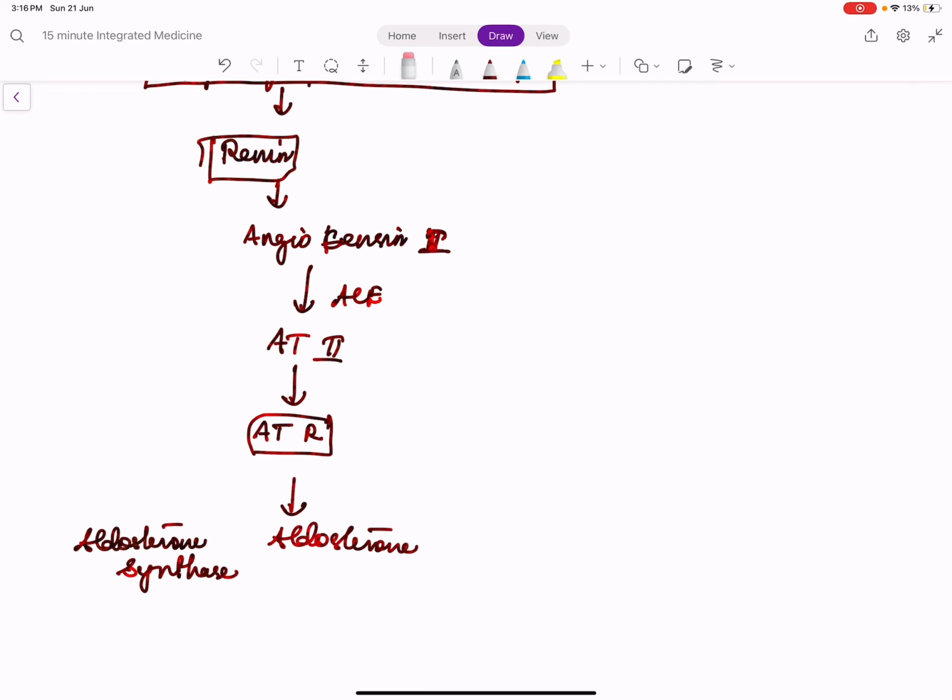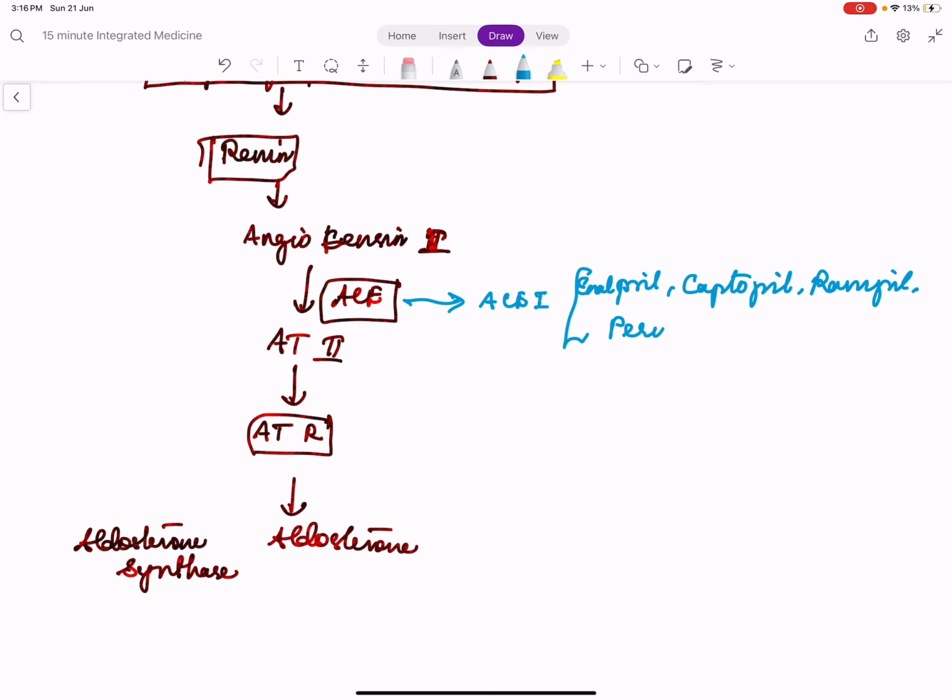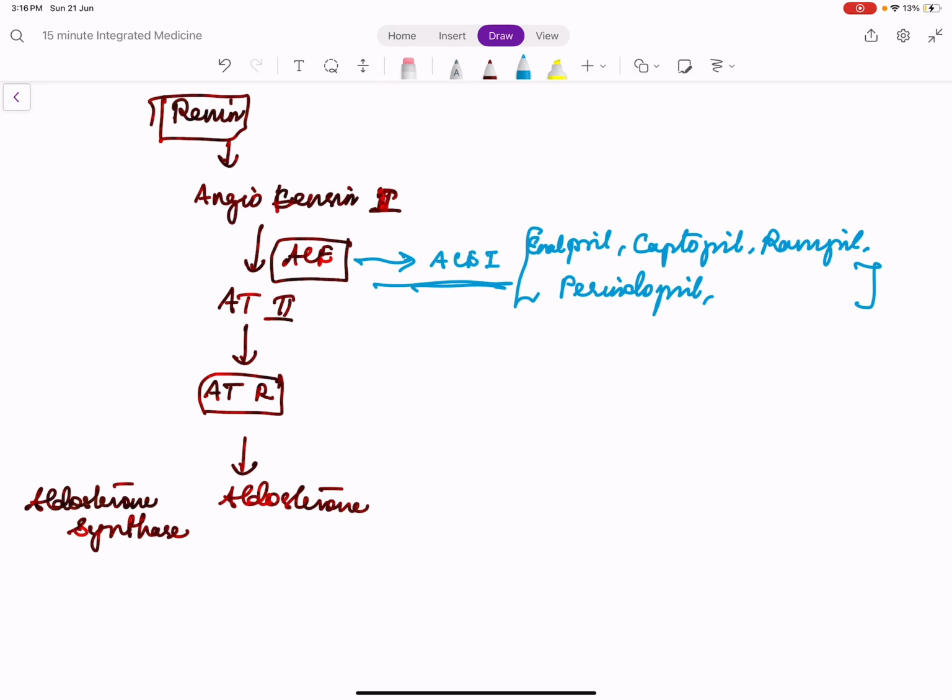Then angiotensin 1, I asked you to forget, it's not that important. Angiotensin converting enzyme converts angiotensin 1 to angiotensin 2. So we can inhibit this angiotensin converting enzyme. That is by angiotensin converting enzyme inhibitors. So any drug which ends with pril: enalapril, captopril, ramipril, perindopril. So anything which ends with pril is an angiotensin converting enzyme inhibitor.